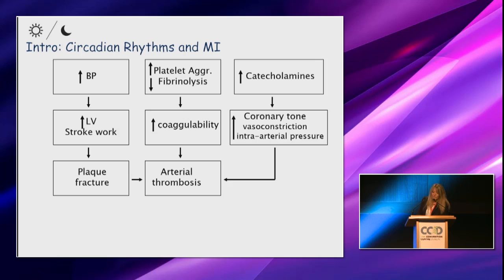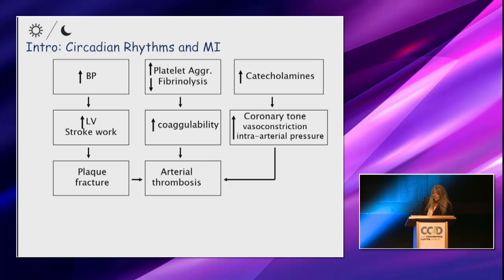So this is sort of how they all fit together to precipitate morning onset of MI or heart attacks. First thing in the morning, in the first row of boxes here, you have this increase in blood pressure. And this is going to cause increased left ventricular stroke work, or make the heart work harder, and that's going to have implications for the fracturing or rupturing of plaques in the vessels. Similarly, like you saw on the previous slide, we've got increased platelet activity. So increased platelet aggregability, decreased fibrinolysis, which means that if you're going to get clots early in the morning, they're going to be larger and more aggressive, which again have implications for arterial thrombosis.